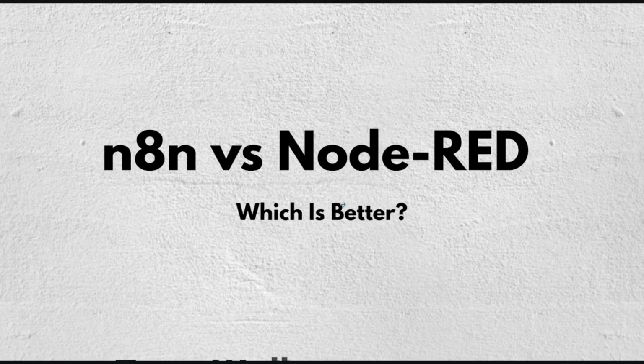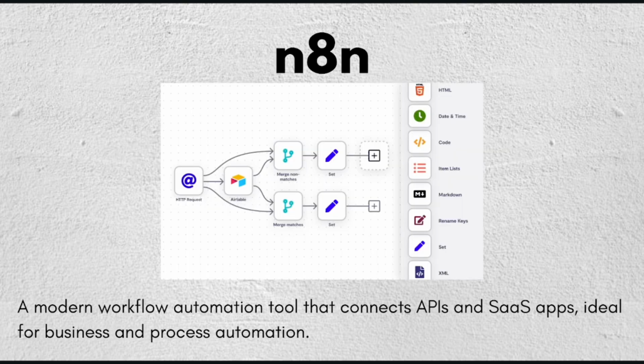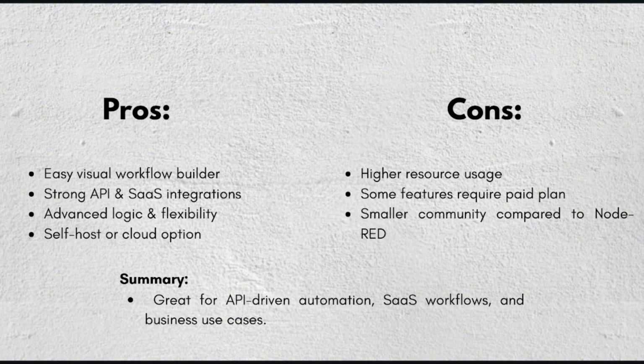In this video, we're going to be comparing n8n and Node-RED to see which one is better. So let's start by knowing what n8n is. n8n is a modern workflow automation tool that connects APIs and SaaS applications. This is ideal for business and process automation.